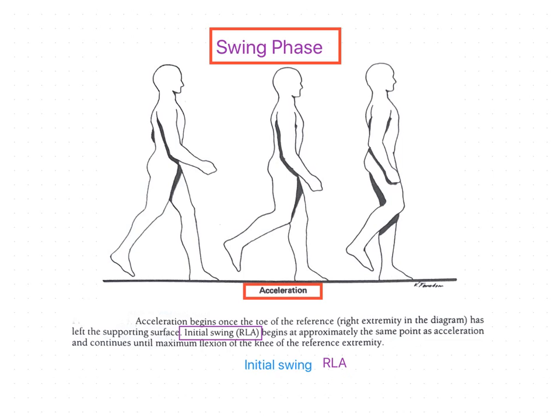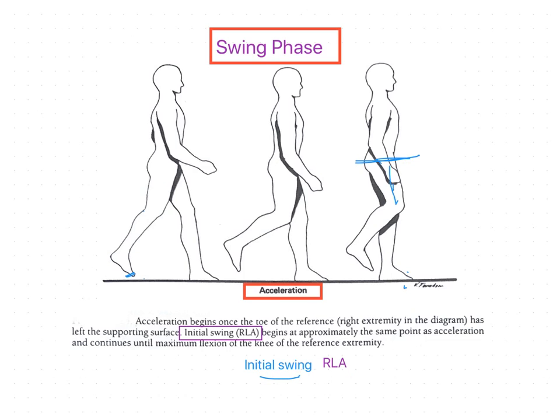So now we will see this acceleration. In RLA, this acceleration is called as initial swing. So now first we are going to define the acceleration in traditional term. Acceleration begins once the toe of the reference extremity leaves the ground and continues until mid swing. So the acceleration is going to start here, and it continues to the mid swing, or the point at which the swinging extremity is directly under the body.